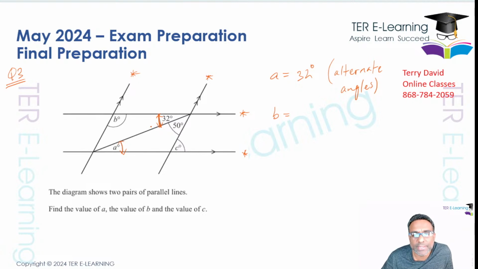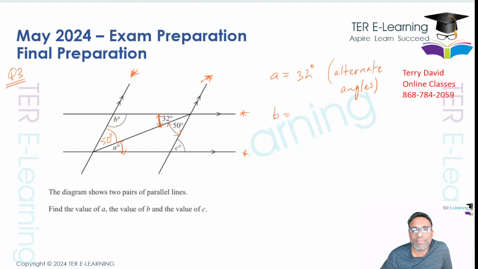What can we do there? Let's see. So this angle here is 50, right? Now because this line here and this line here are parallel, I can say that this angle here is 50 degrees. I can say that, right?